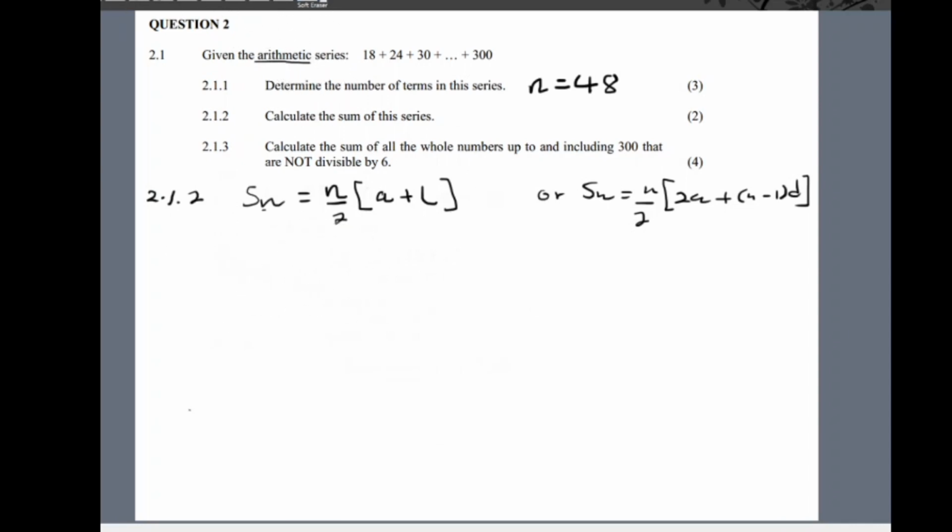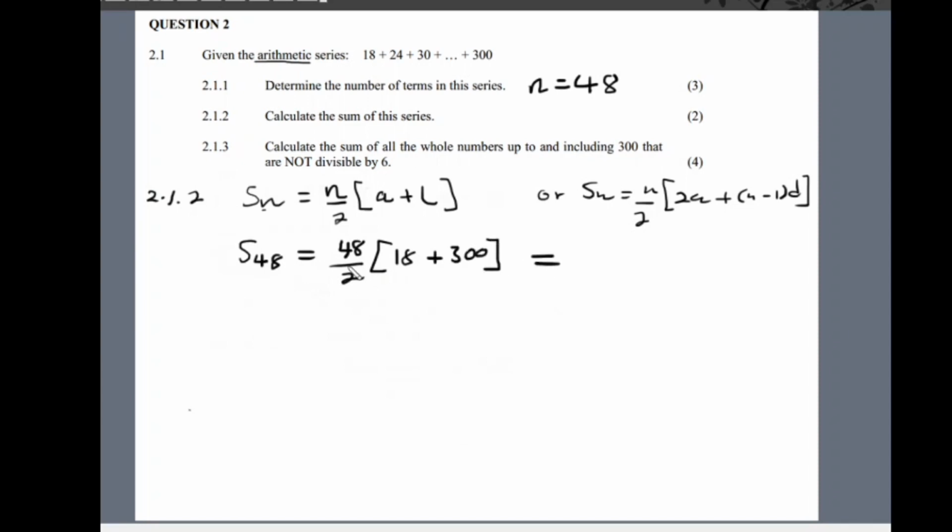That is a mistake to watch out for. So write S48 is equal to. With S48 you specify that we are summing the first 48 terms, right? With Sn we are summing the first n terms, but because we know how many terms there are, we should be specific about how many terms we are summing. So we say S48 is equal to 48 over 2, the first term is 18, the last term is 300, right?